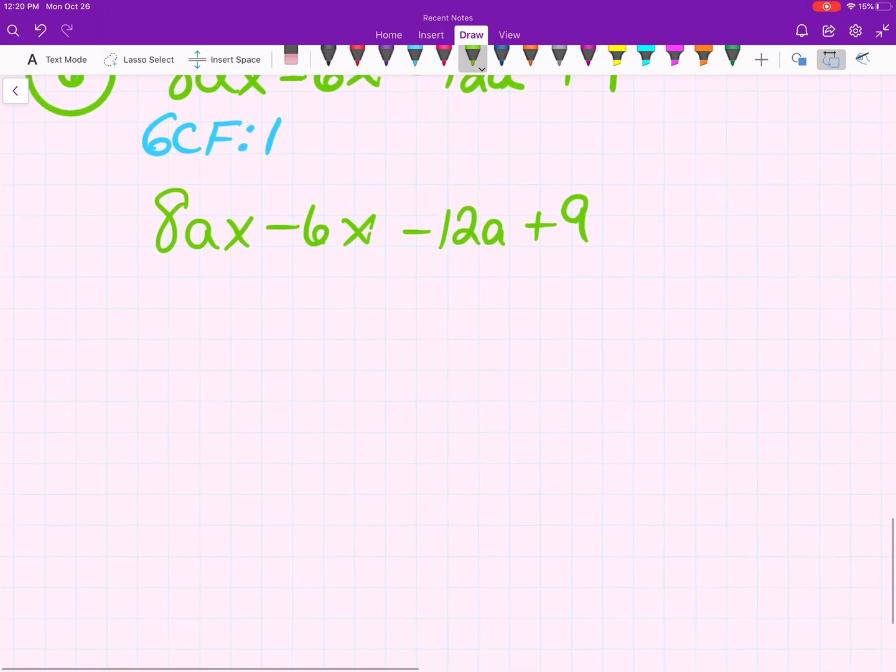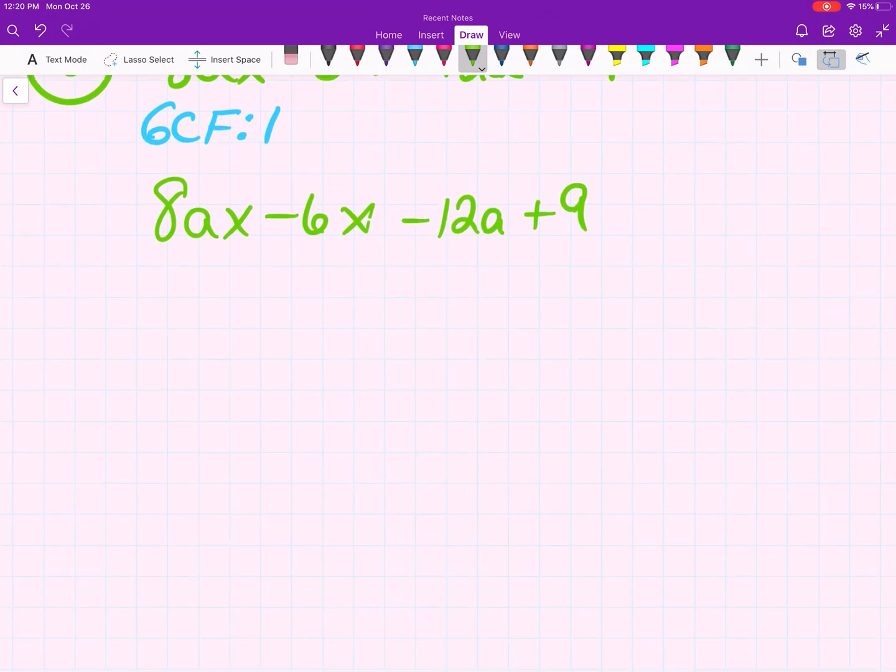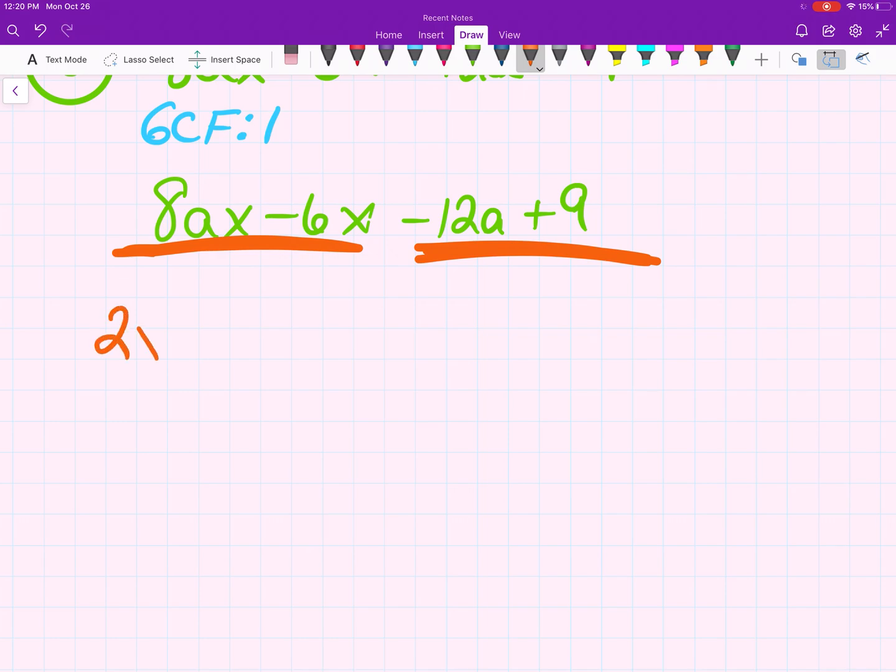I already have this split up into 4 terms. The whole point of the magic X is to get 4 terms. We already have 4 terms. So let's just look at them separately, okay? Our first group, what goes into 8 and 6? 2 does. What else is the same in both of those two? It's a x. So that leaves behind a 4a minus a 3. Questions? Does that make sense?